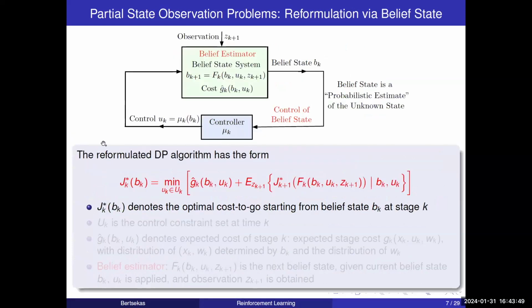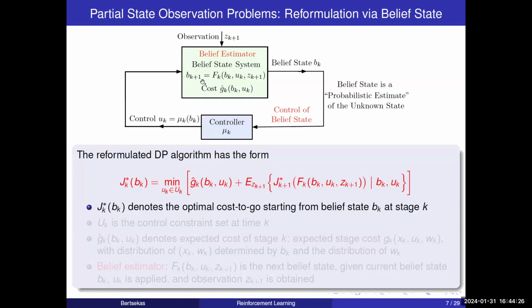So here is a generalization of the idea that I discussed in the context of the parking example. You have a belief state, which I call B_k. B_k is a probability distribution of the state x_k, which is unknown, conditional on all the observations that we have seen so far. And that belief state evolves according to some system equation, which we call the belief estimator. It's really an estimator of the belief, and it evolves over time.